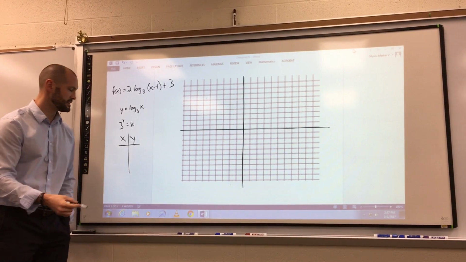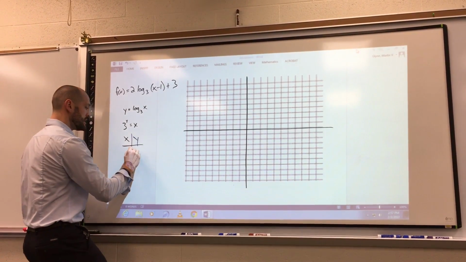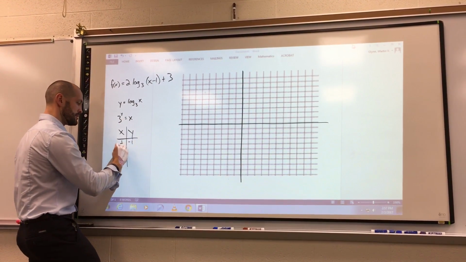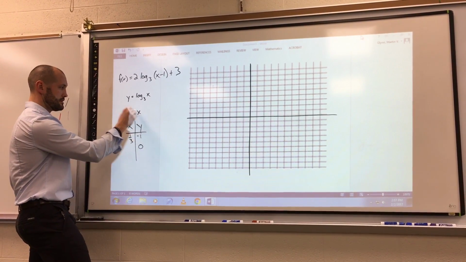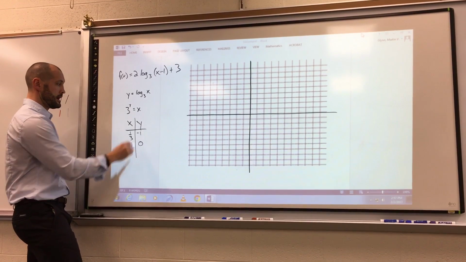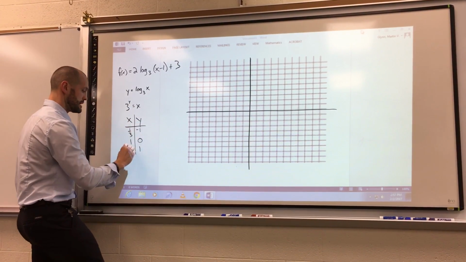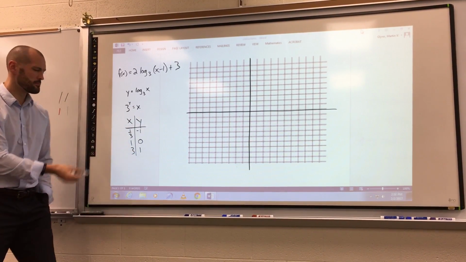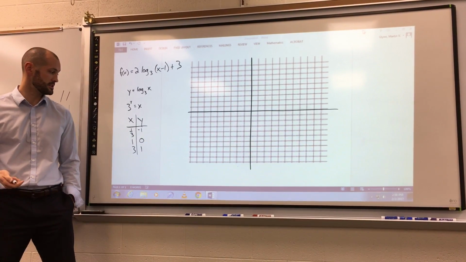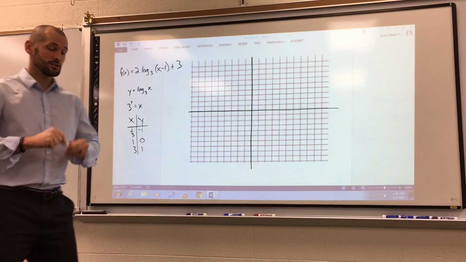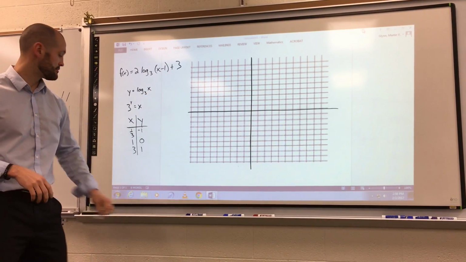I want this to be convenient. If y was -1, then x should be 1/3. If y was 0, then x should be 1. And if y was 1, x should be 3. With these 3 points, you really can see the curve of any kind of logarithm function. But notice, that's my starting thought. I'm not even going to put it on the graph.